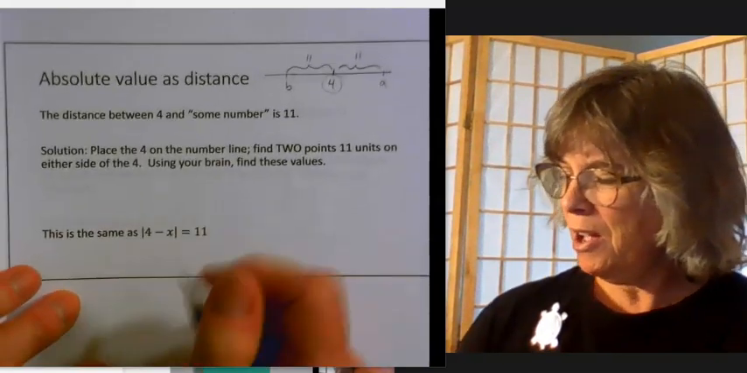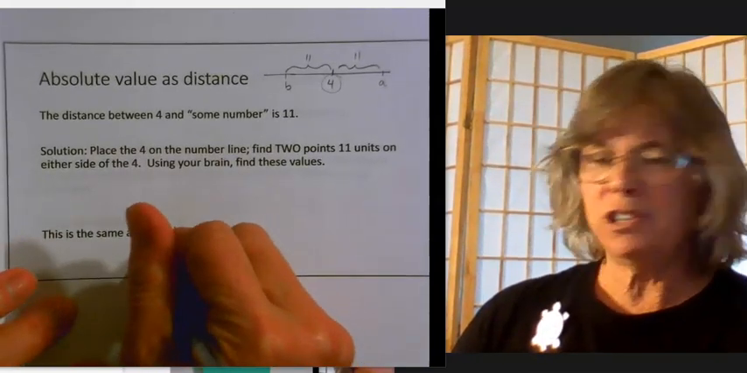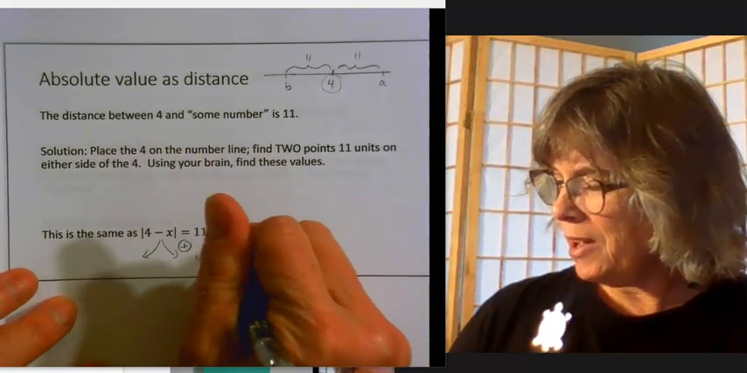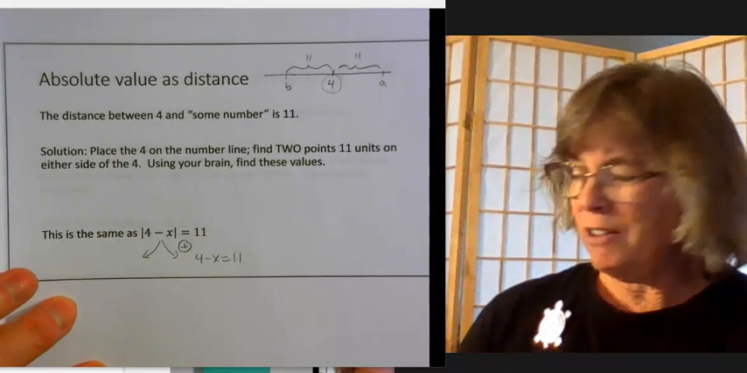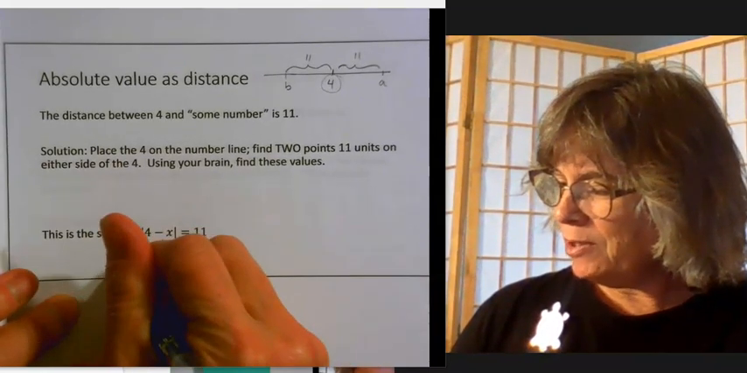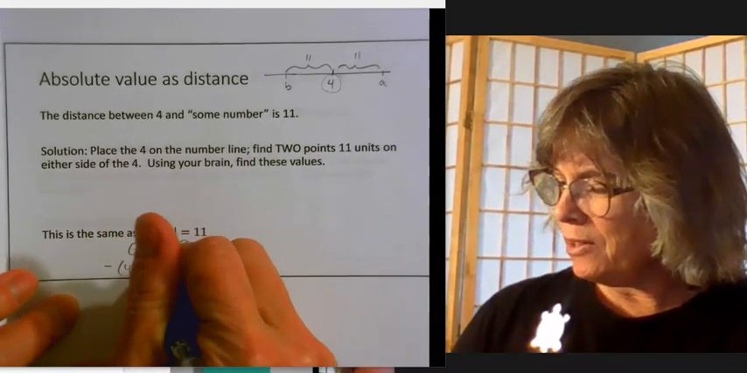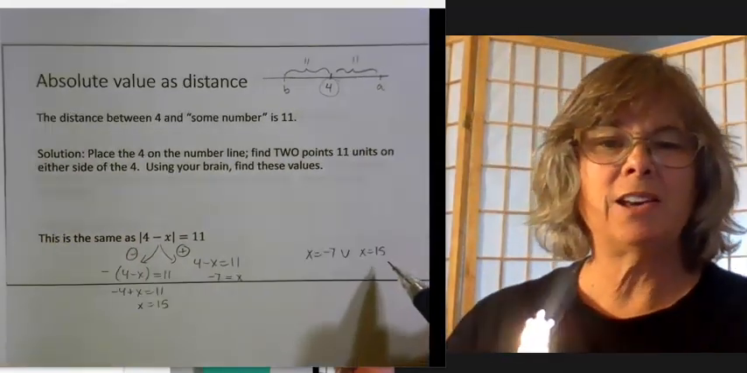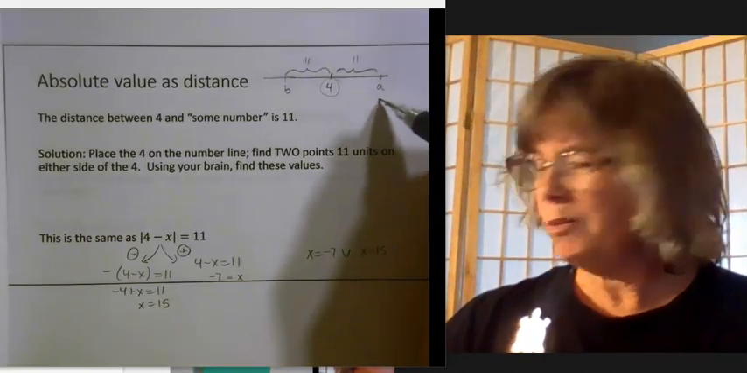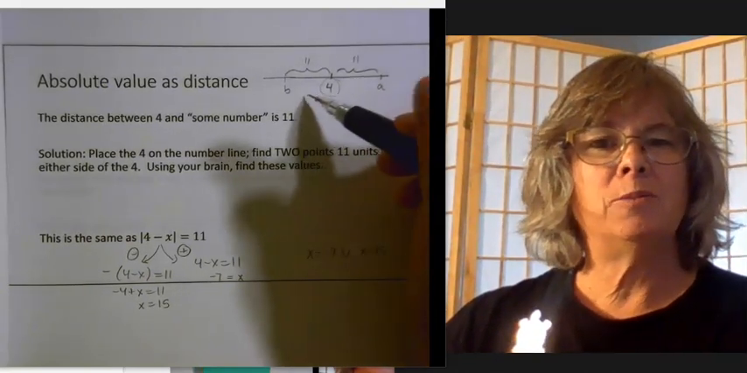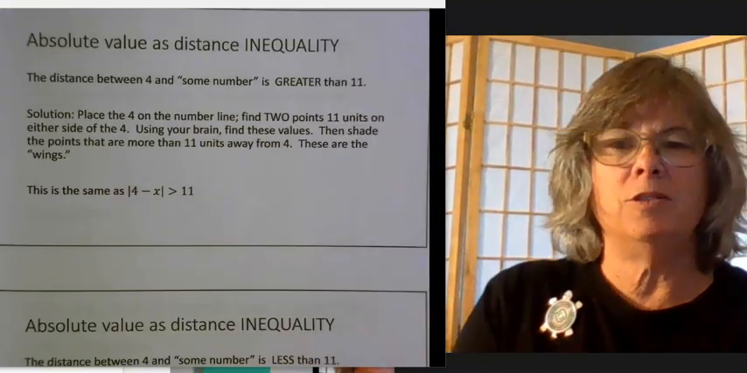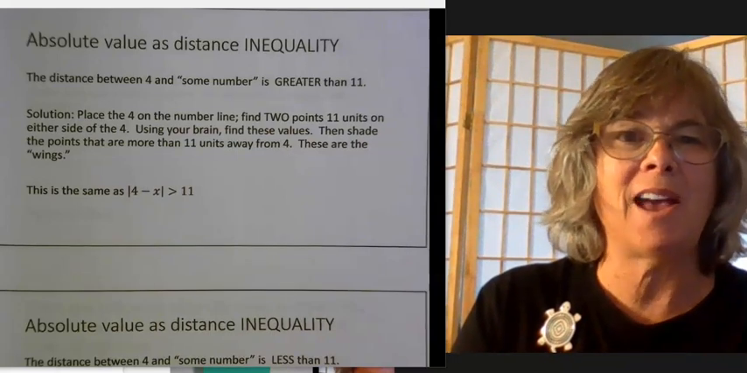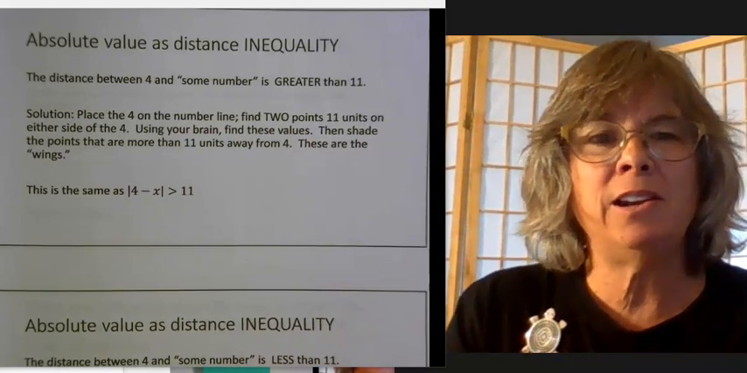So let's proceed to solve this using the strategy we just did by saying, okay, if it's positive, 4 minus x equals 11, and so forth. If it's negative, we've got the opposite of 4 minus x equals 11. And proceed to solve. And here are your two values. Notice it fits up here. Here would be the 15, and there would be the negative 7. Using the same strategy, we can say, okay, the distance between 4 and that some number is greater than 11.